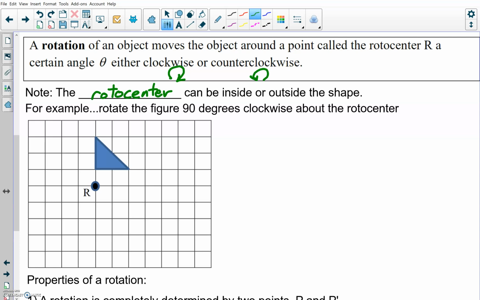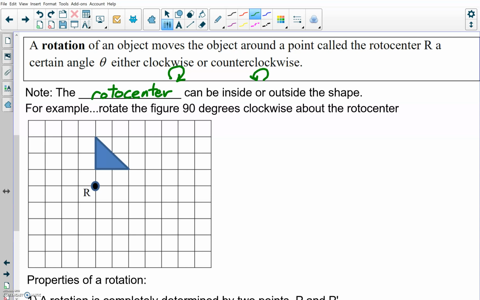For inside, picture a wheel spinning around the axle. Well, the axle moves with it, but picture that the rotocenter is actually inside the wheel. It's rotating with that axle in the center. And outside the shape would be something where you maybe have a stick with a string and something at the end of that string, and you start spinning the shape around the string. Even though you're going to have to move that stick to get it to do that, imagine that stick was fixed and that object was stretched out on the string and then just moving around.